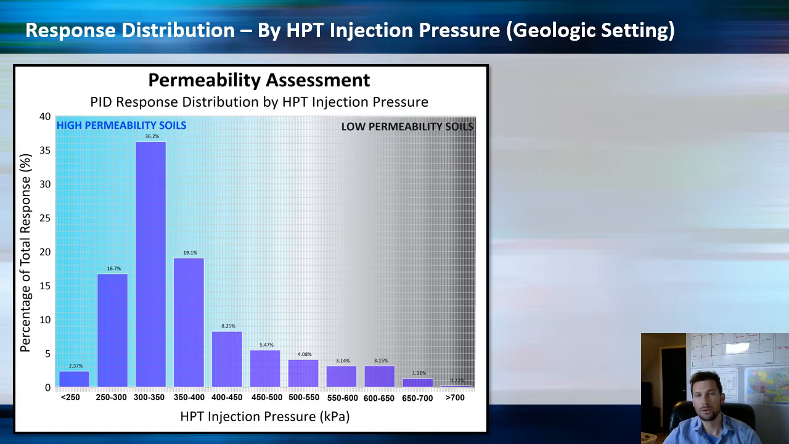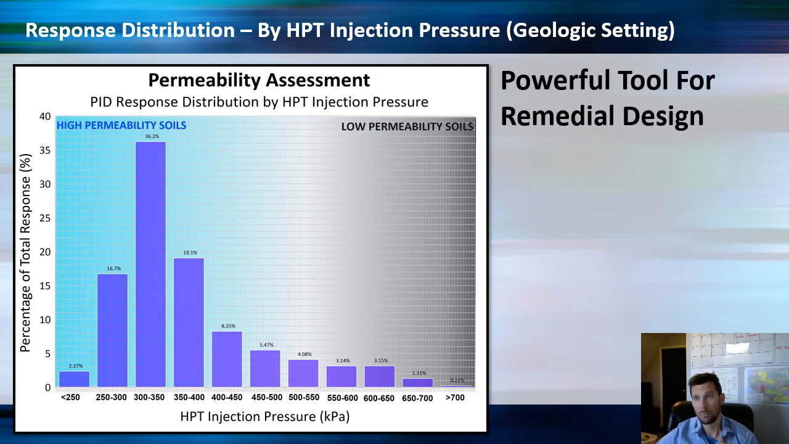This is a really good way to figure out if you have a left shift or a right shift. If you have a left shift like we have here, it might be more applicable to do injections or soil vapor extraction or pump and treat. And if you have more contamination that's right shifted into lower permeability soils, you might want to look at something like ERH or even in situ chemical oxidation with some soil mixing. So I think this can really help. It could be a really powerful tool for remedial design.